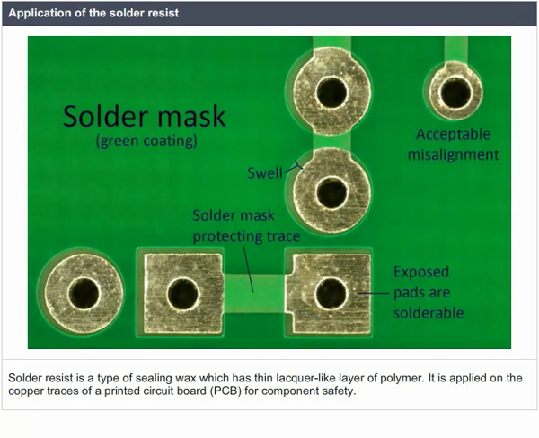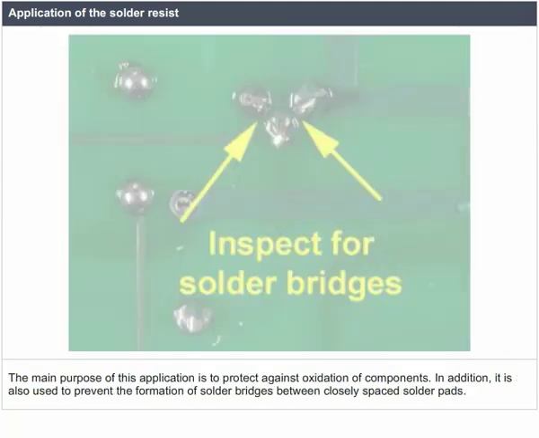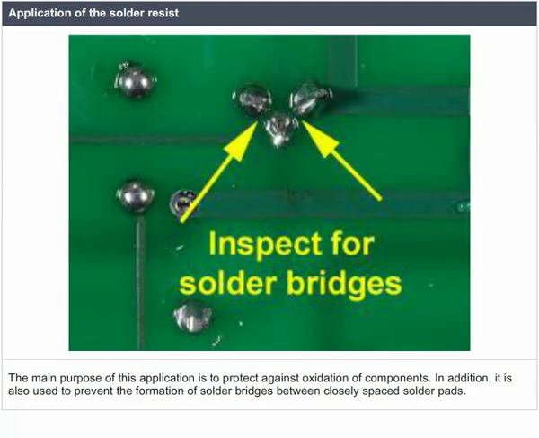Application of the solder resist. Solder resist is a type of sealing wax which has a thin lacquer-like layer of polymer. It is applied on the copper traces of a printed circuit board for component safety. The main purpose of this application is to protect against oxidation of components. In addition, it is also used to prevent the formation of solder bridges between closely spaced solder pads.